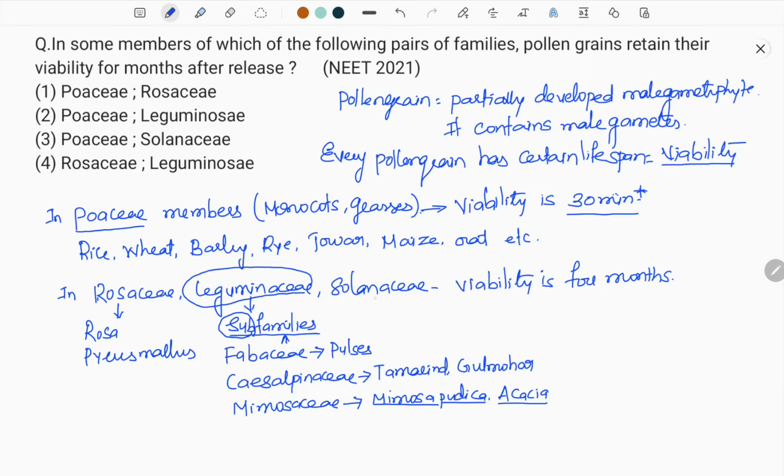So let us see the Solanaceae members, a much more famous family. This is also in NCERT plus one. One example that I can give you is potato, Solanum tuberosum. And brinjal, Solanum melongena, both having the same genus but different species. And Lycopersicon, that is tomato. We know pomato, a somatic hybrid of tomato and potato. This question was also asked in NEET 2021.